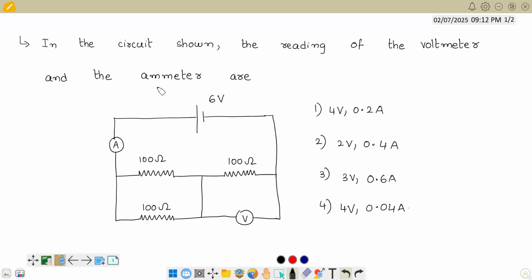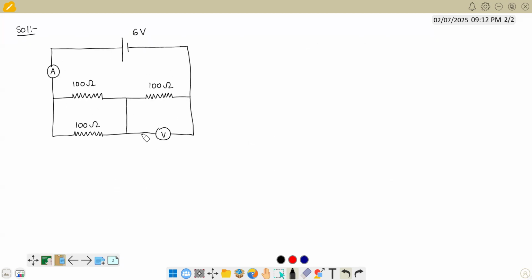Hello student, the question says, in the circuit shown, the readings of the voltmeter and the ammeter are. So we have to find what is the reading of the voltmeter and ammeter for the given circuit. So this is the given circuit.